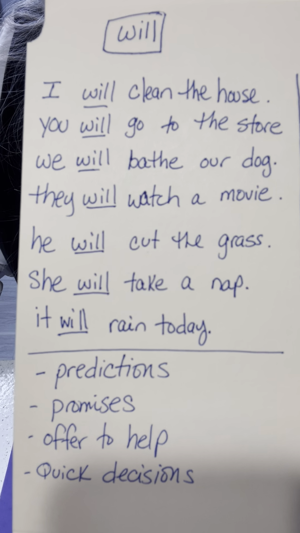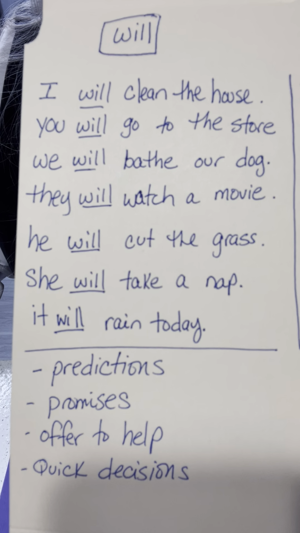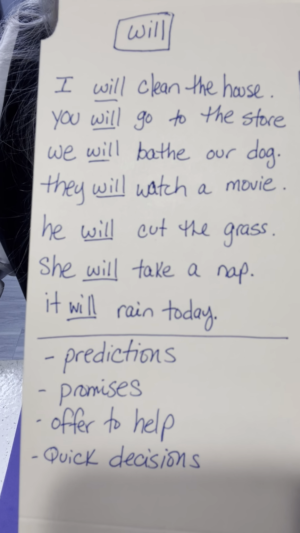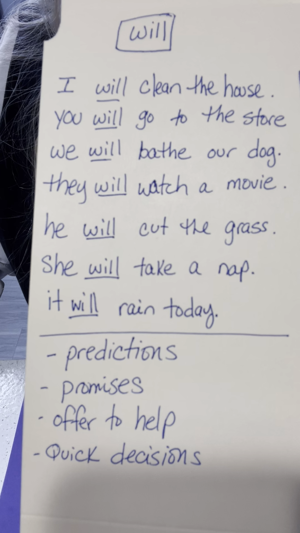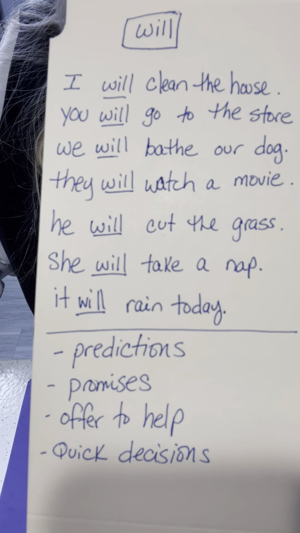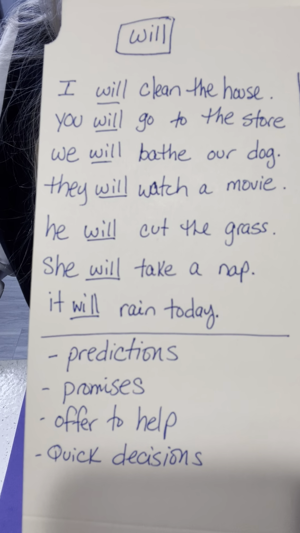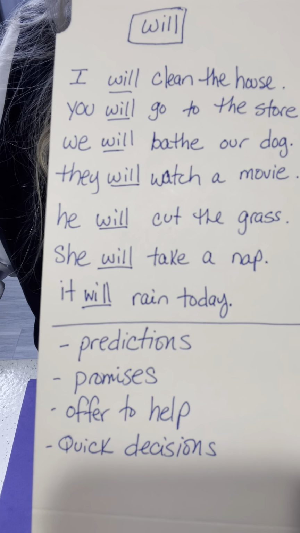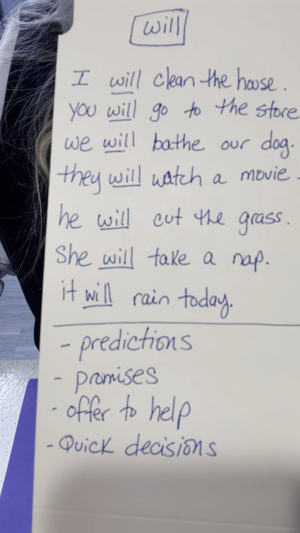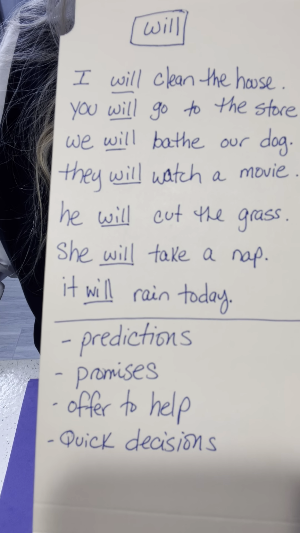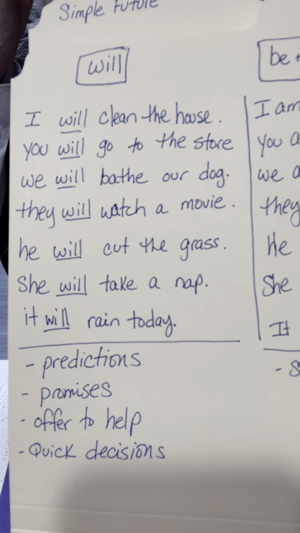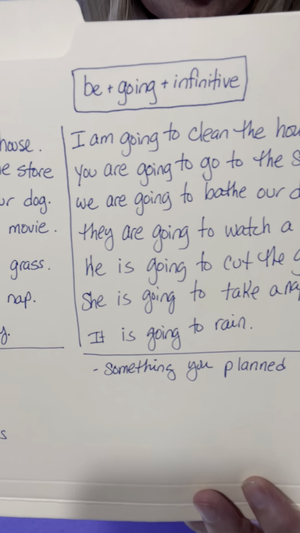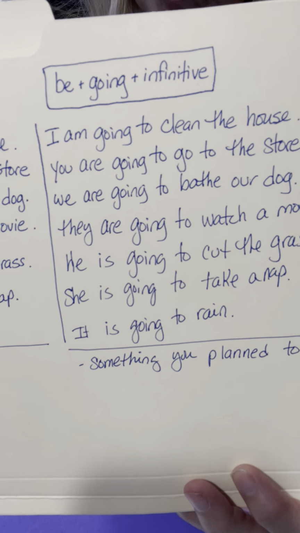We will bathe our dog. They will watch a movie. He will cut the grass. She will take a nap. It will rain today. All right, let's take those same sentences, but this time conjugate them with be going to.